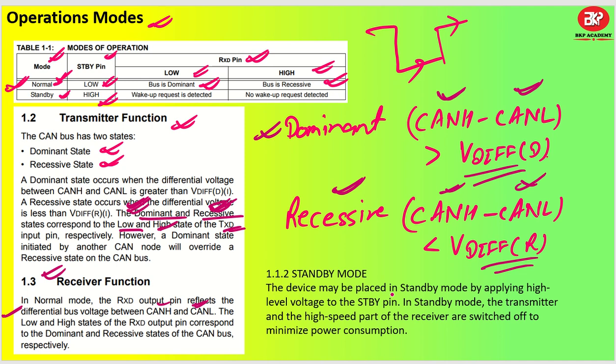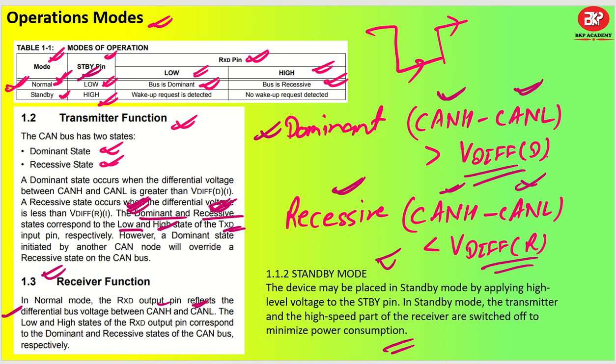As I already mentioned about standby mode, you have to make sure that the STB pin, that is the STBY pin, will be high to make the IC go into standby mode. Or if it has to be active all the time, then you keep it low. So the standby pin will be low for working in active mode.